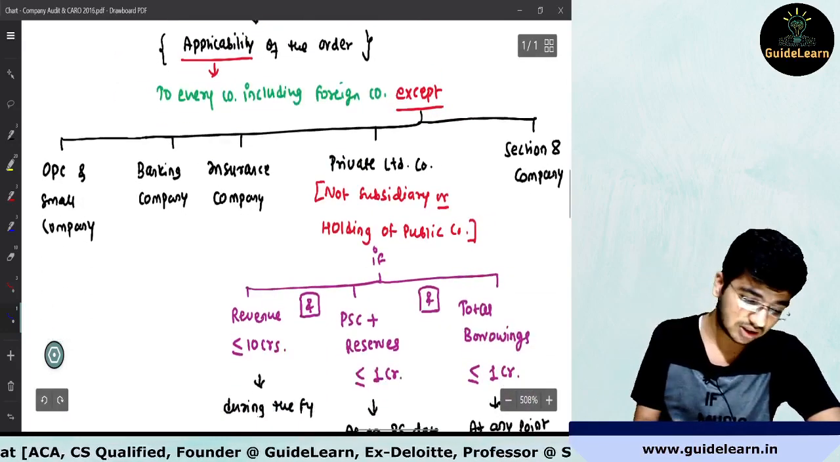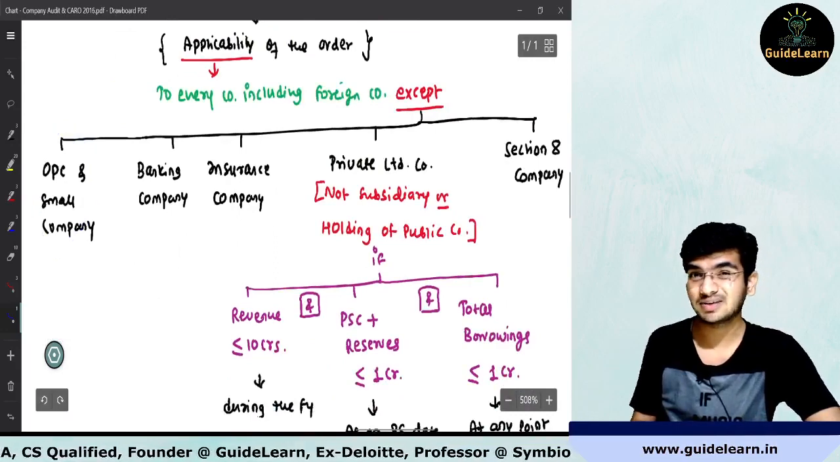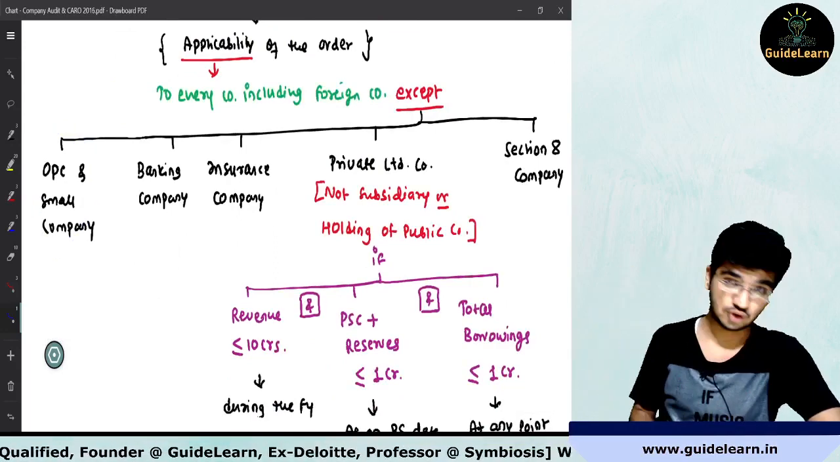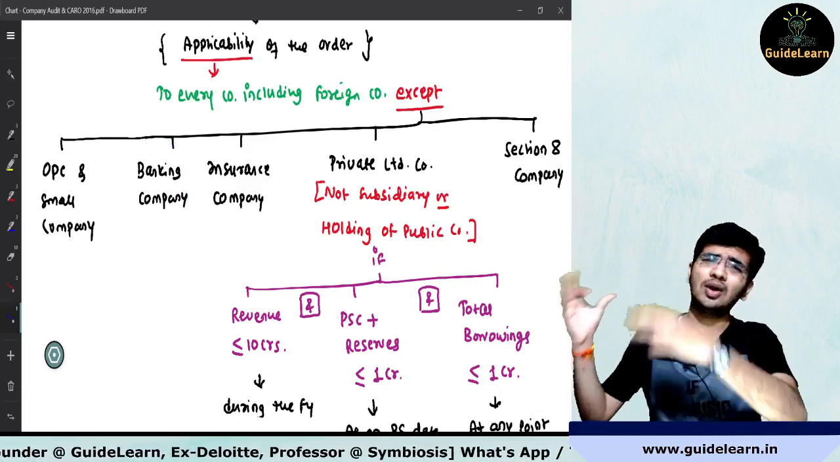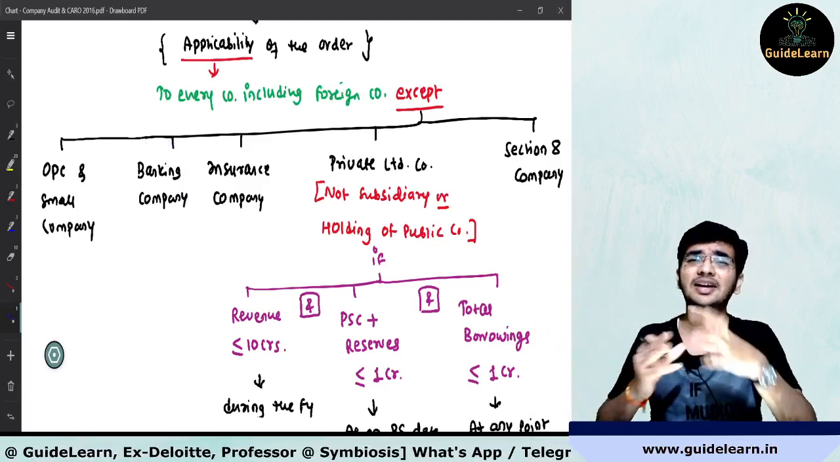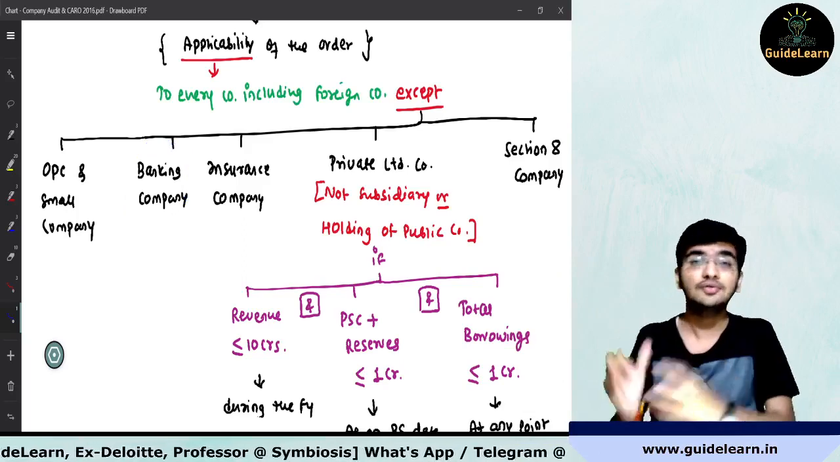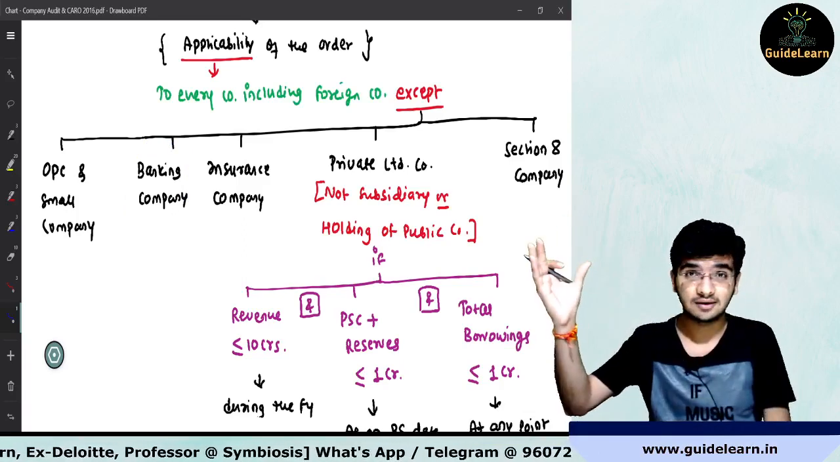The very first exception is OPC and small company, One Person Company and small company. The second exception is the banking company. Why the banking company? Because RBI also has its specific requirements like LFAR, long form audit report, which you learn in chapter number 12. Are you guys clear?